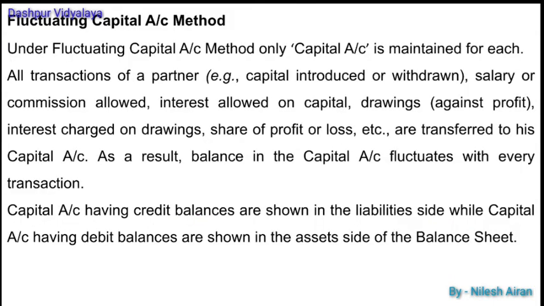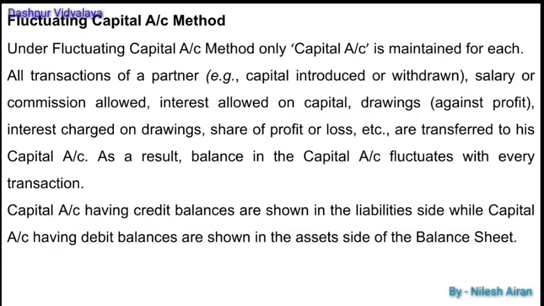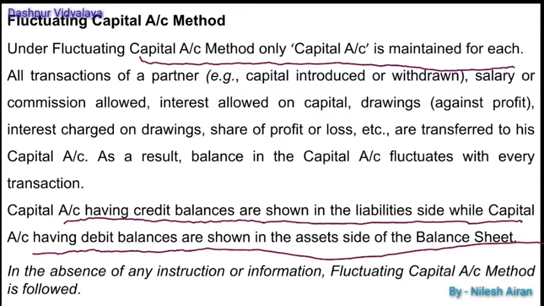When the partners' capitals are fluctuating, only one account is maintained, that is the partners' capital account. Along with the capital balances, all the adjustments like interest on capital, salary and interest on drawings are included in the partners' capital account only. A capital account having a credit balance is shown on the liability side of the balance sheet, and with a debit balance it is shown on the asset side. In the absence of any information, it is always assumed that the capitals are maintained by following the fluctuating capital method.